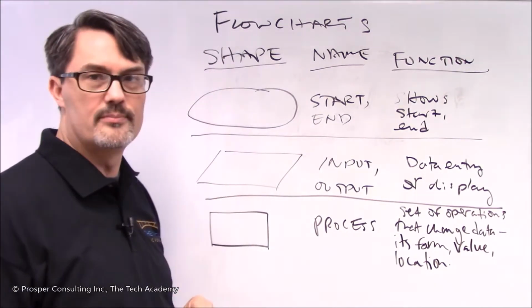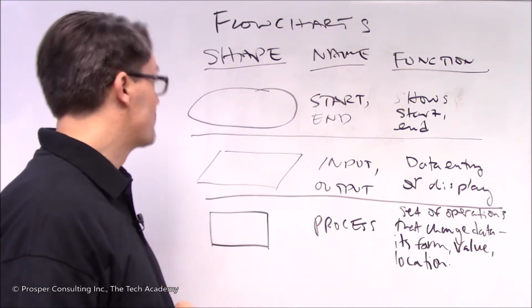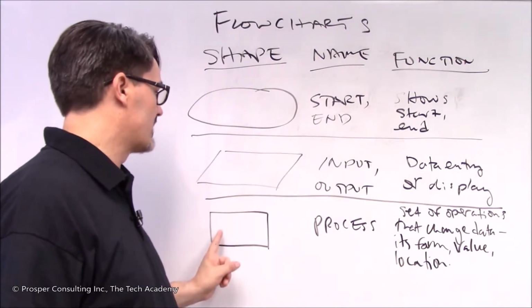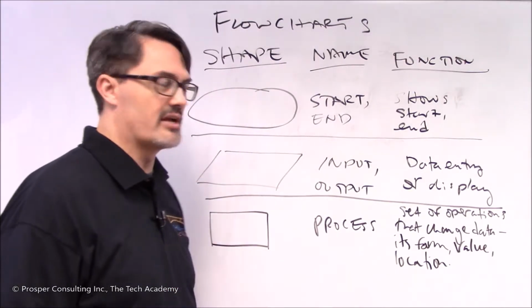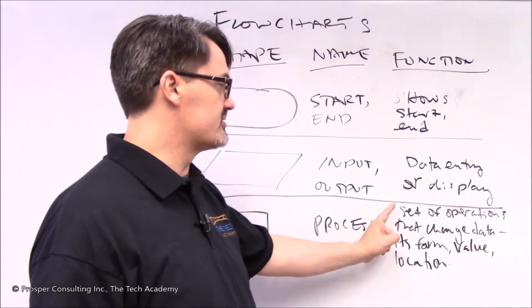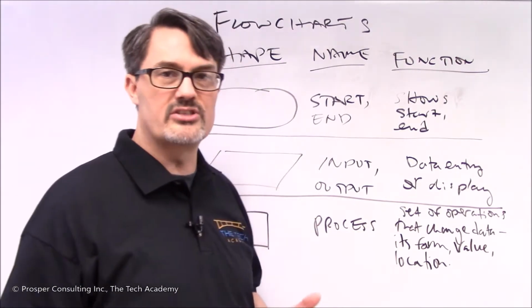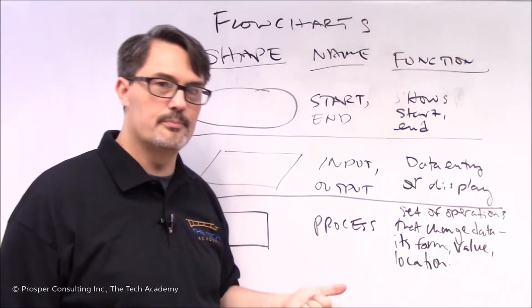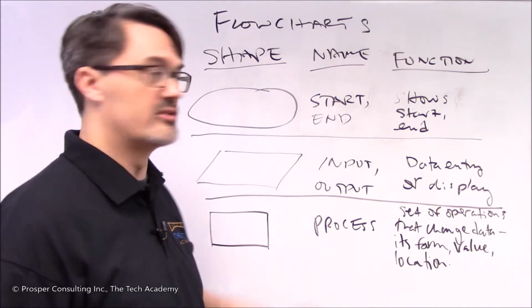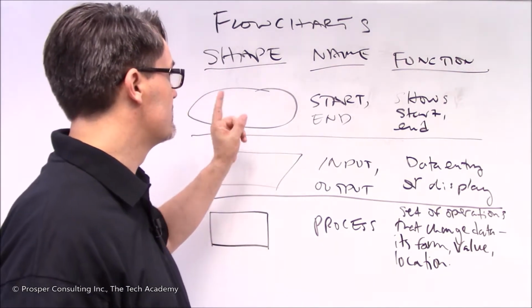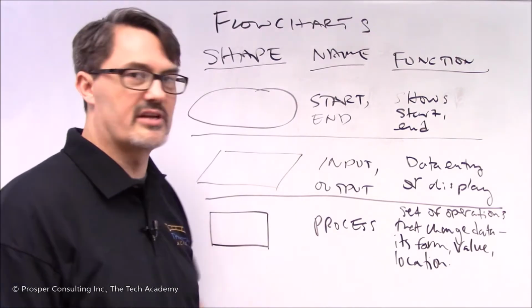It's used for both. The third shape we'll look at is a rectangle, and the name of the shape is called process. It is used to symbolize a set of operations, and those operations change data. They can change its form, its value, its location. So that's the first 3 shapes: start, end, input, output, and process.